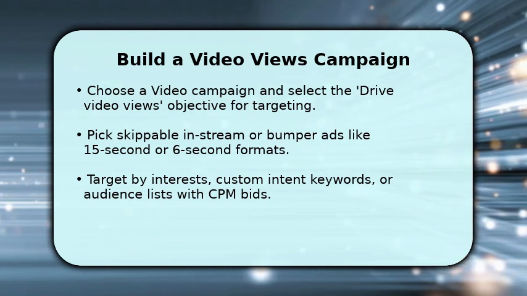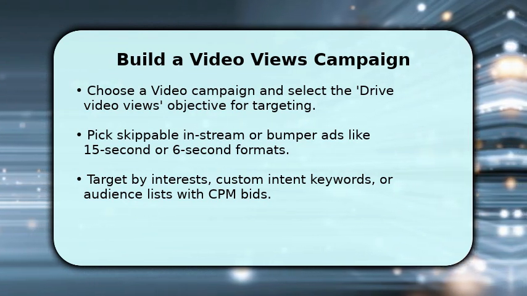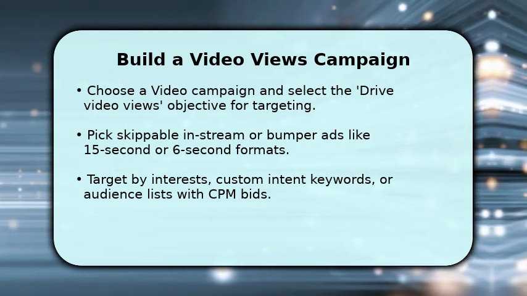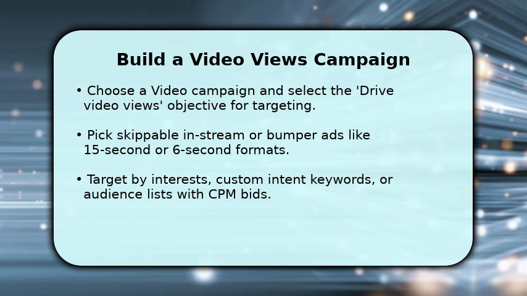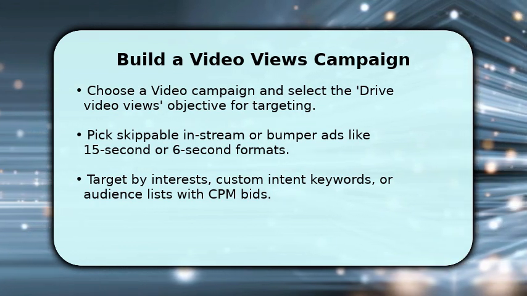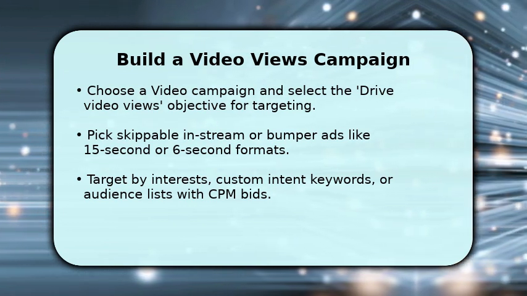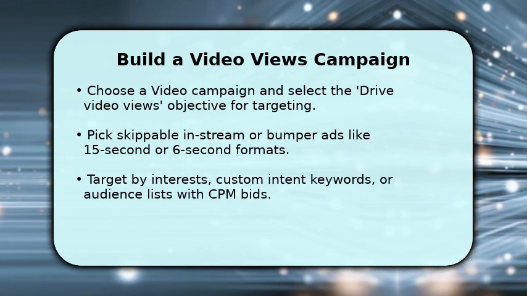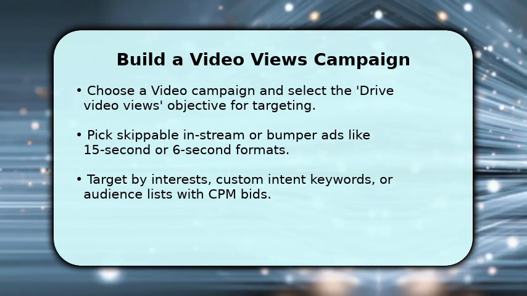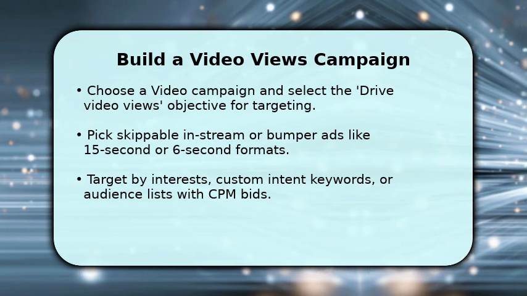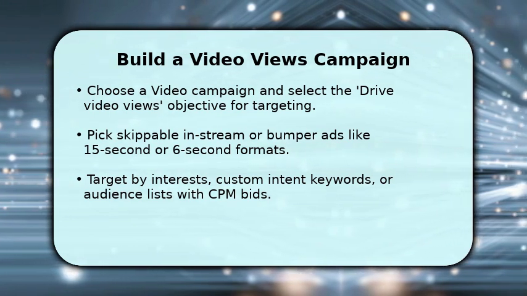Select ad format, such as skippable in-stream, a 15-second non-skippable, or a 6-second bumper ad, based on goals. Set targeting by demographics, interests, custom intent keywords, or your uploaded audience lists. Choose bidding focused on views or CPV. Start with a CPV of $0.5 to test creative performance.